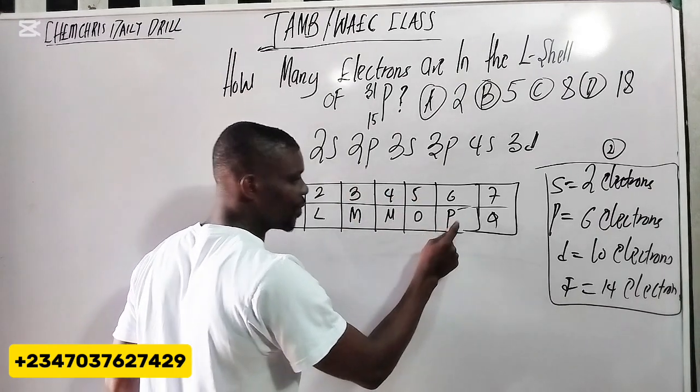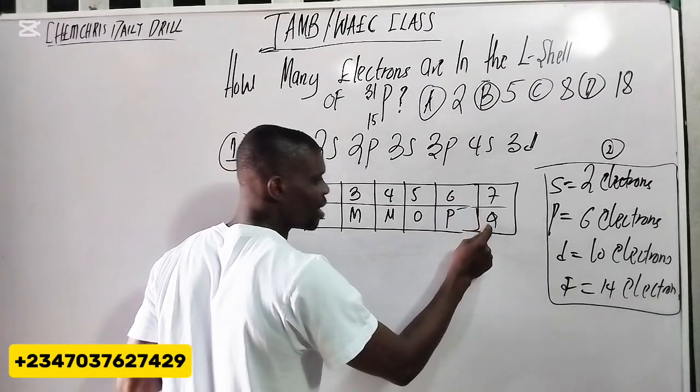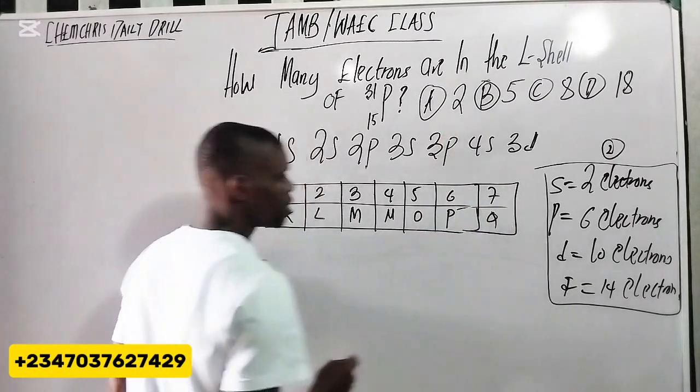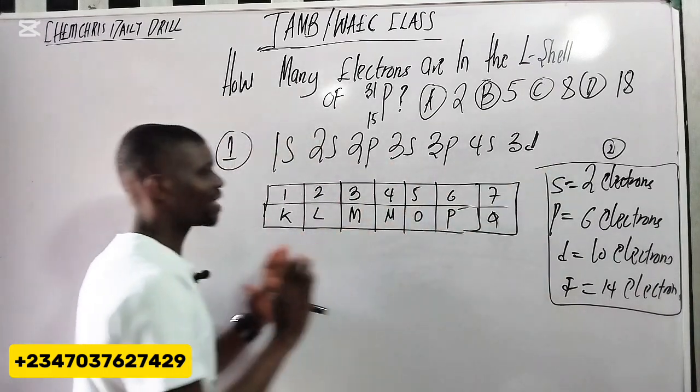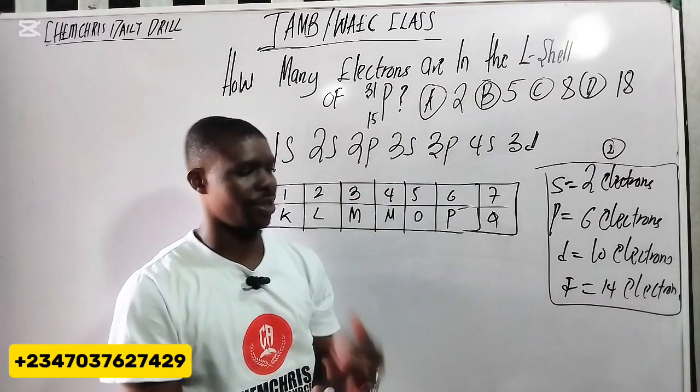Fifth energy level, P shell is what? Sixth energy level, Q shell is what? Seventh energy level. So 1, 2, and 3. These are three things you need to know in order to answer this here.